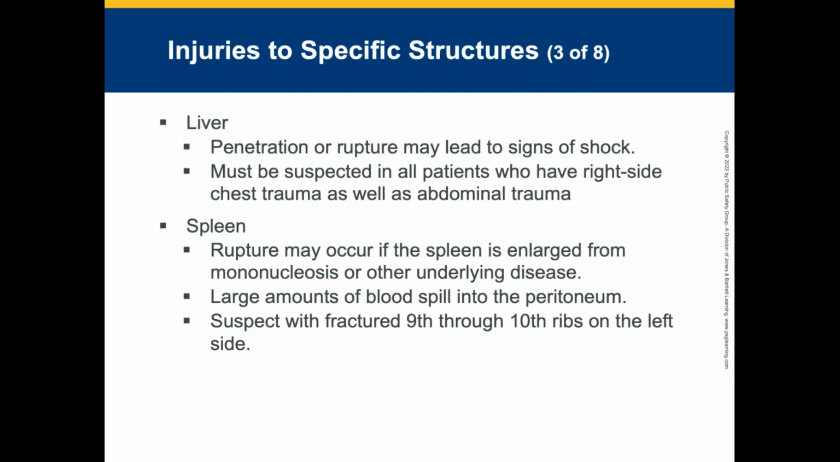The potential for spleen rupture is much higher if the spleen is enlarged, right? Such as with mononucleosis or underlying disease. Large amounts of blood spill into the peritoneum as well. Suspect a spleen laceration with fractures of the 9th through 10th rib on the left side, or when a patient reports left upper tenderness, hypotension, and tachycardia.